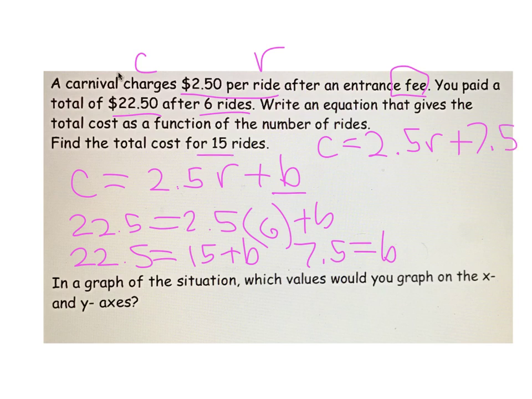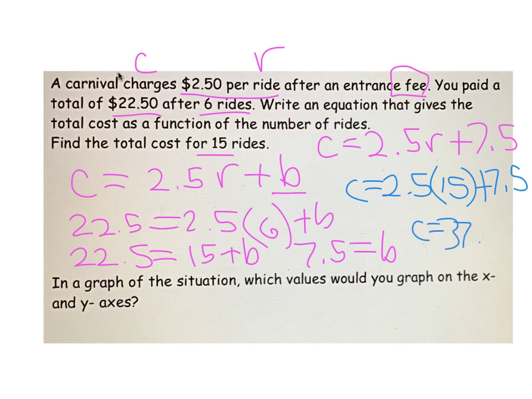Now, if I want to figure out the cost of 15 rides, I have to plug that in. The cost is going to equal 2.5 times 15 plus 7.5. So 2.5 times 15 is going to be $37.50, and then you still have the $7.50. So the total cost is going to be $45 to go to that carnival and to go on 15 rides.